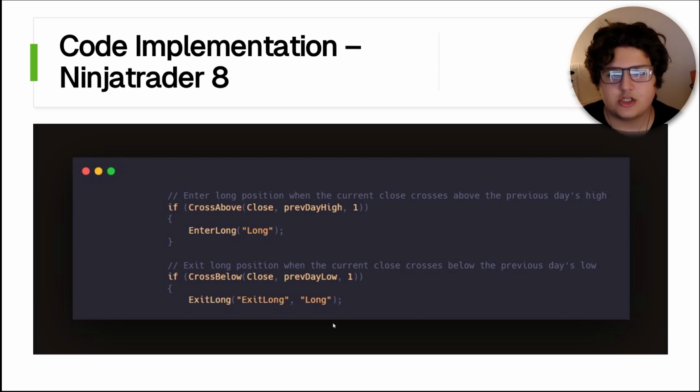So you can see the logic overall is extremely simple. We're just looking for a cross above, when the close is above the previous day high, and then we're entering long, and then basically the exact opposite for exiting long, when we're closing below the previous day low.